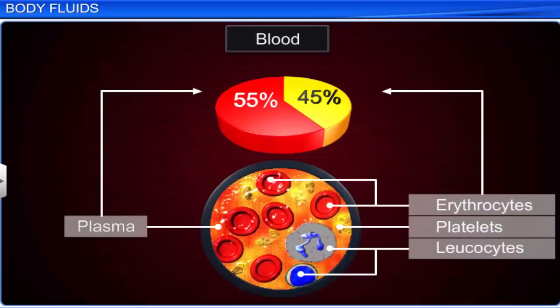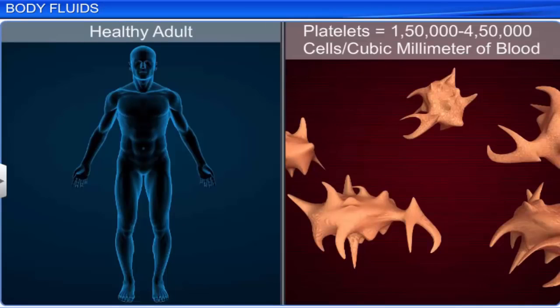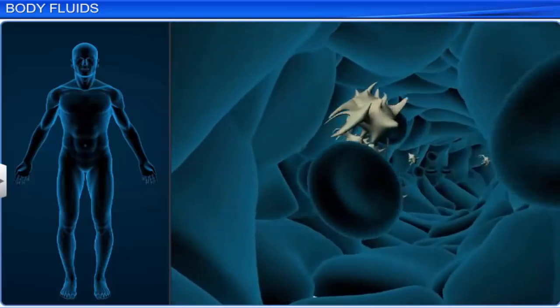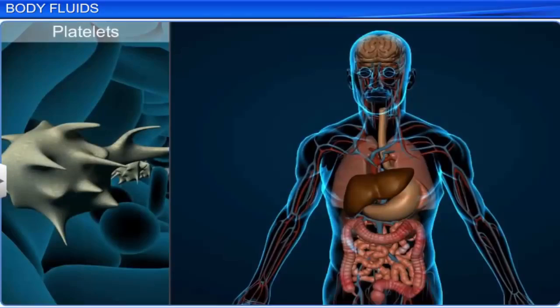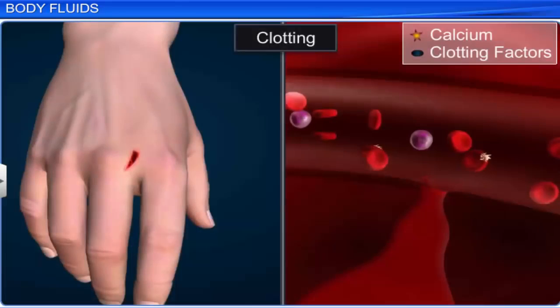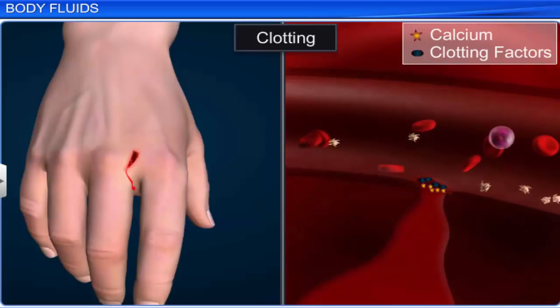The third component of formed elements is platelets, which are formed in the bone marrow as tiny cell fragments called thrombocytes. A cubic millimeter of blood contains around 1,50,000 to 4,50,000 platelets. They circulate in the blood for around 7 to 10 days, after which they are destroyed in the spleen and liver. Platelets help in clotting by releasing calcium and clotting factors present in their cytoplasmic granules.